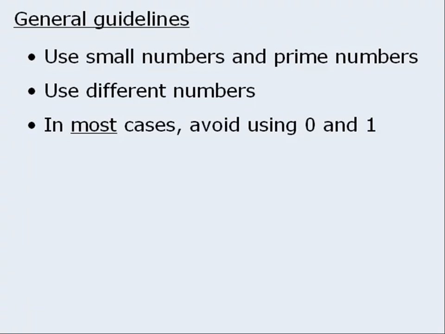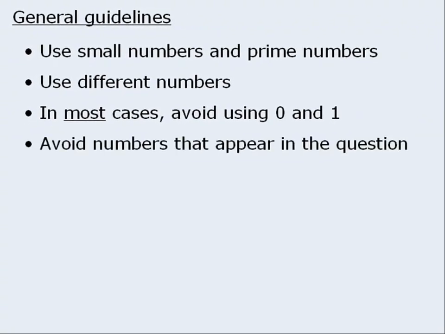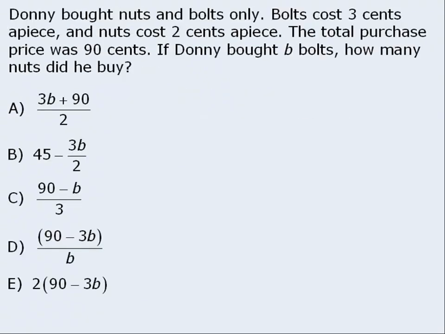The test makers know that these are popular values to plug in, so they'll often create 2 or more answer choices that yield the same output. So plugging in 0 or 1 can often result in having to plug in a second set of values, and this can be a big time waster. And fourth, you should avoid using numbers that appear as given information in the question. Okay, now let's apply these guidelines to this example. You may find it useful to pause the video now and attempt the question before continuing.